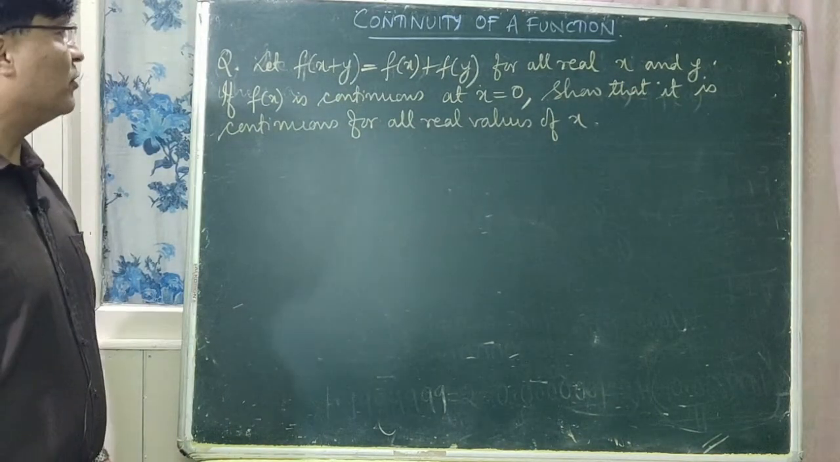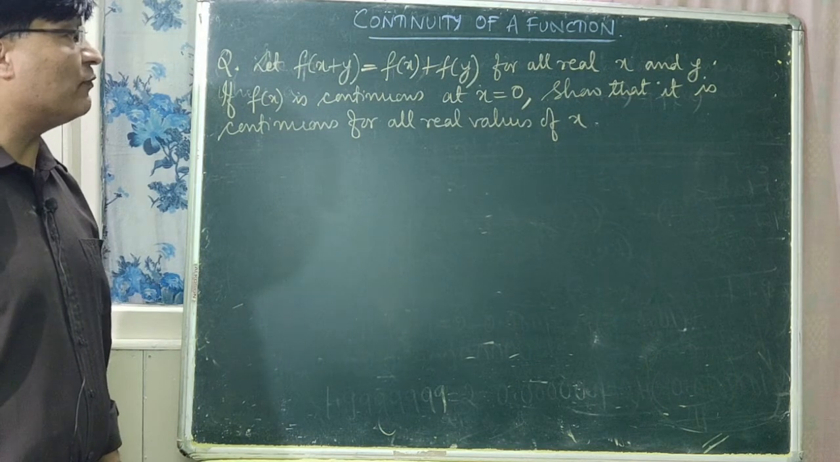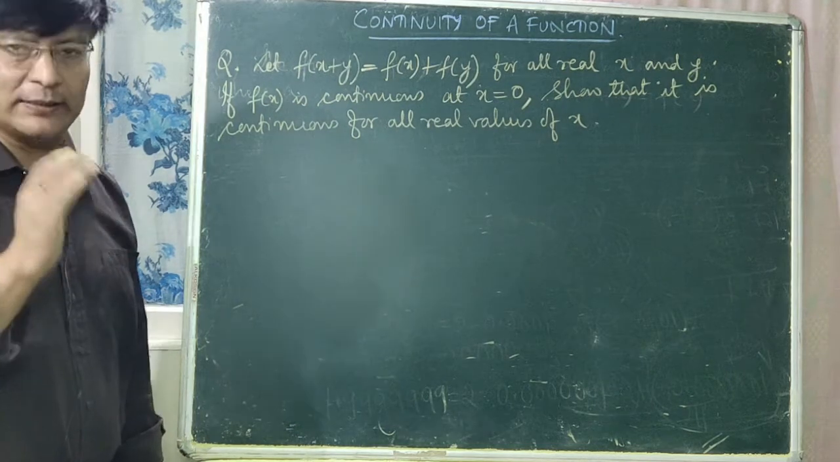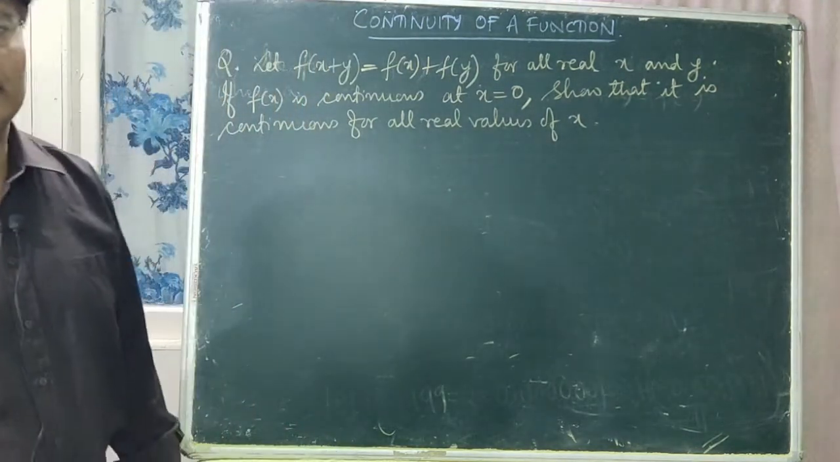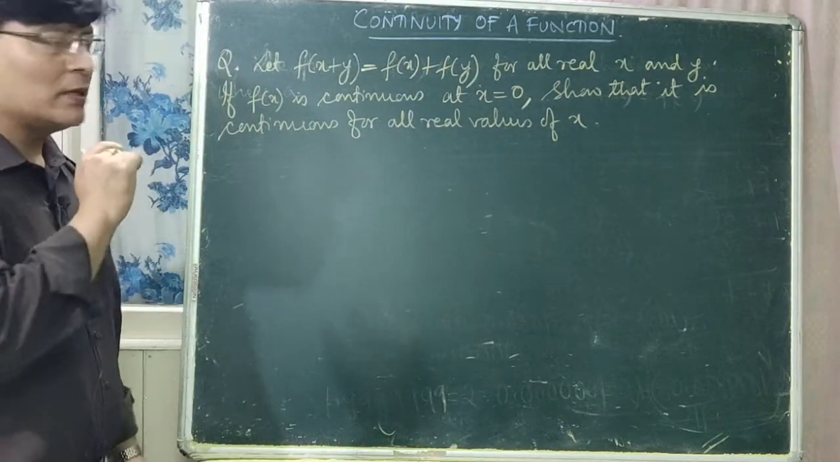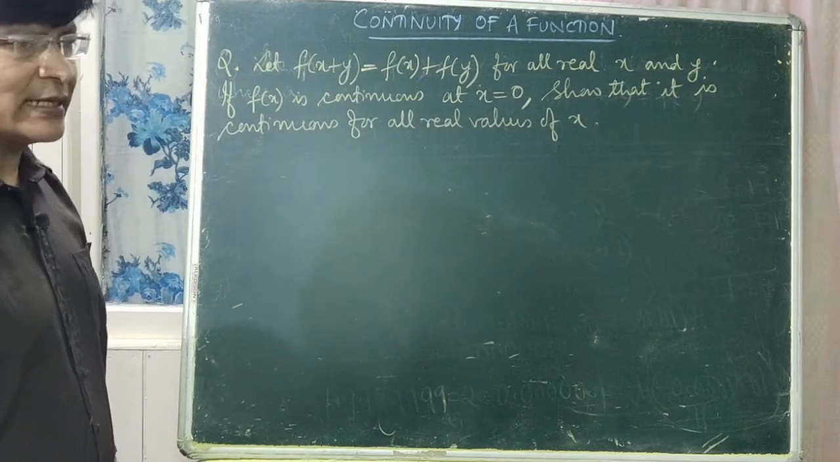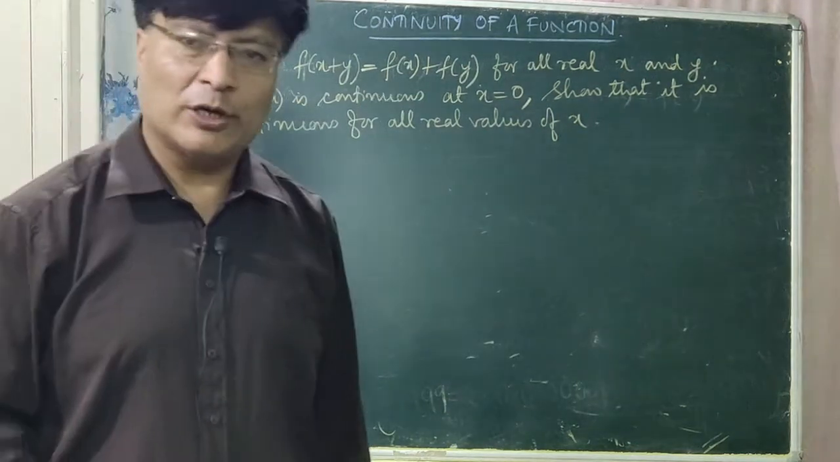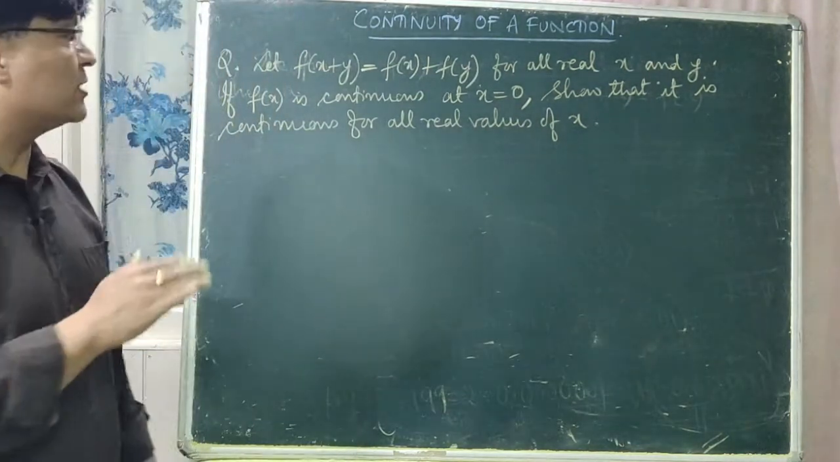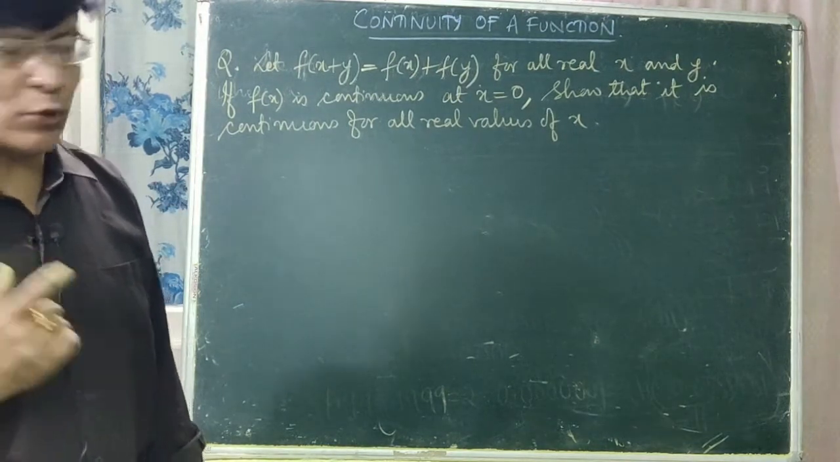Let f of within bracket x plus y is equal to f of x plus f of y for all real x and y. Here x and y are the real values. That means defined values. Okay. Now if f of x is continuous at x is equal to 0, so that it is continuous for all real values of x. You have to prove that this f of x is continuous for all real values of x. So what is given here?